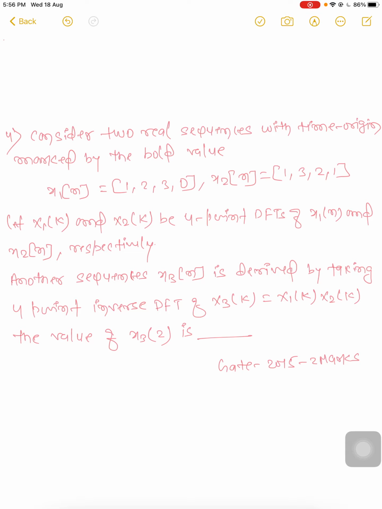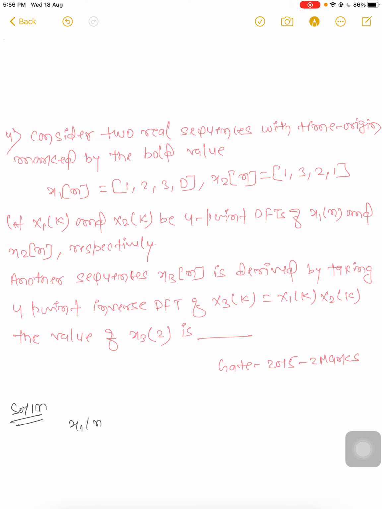Consider two real sequences with time origin marked by the bold value, x1 n and x2 n. Let X1 k and X2 k be the 4-point DFT of x1 and x2 respectively. Another sequence x3 n is derived by taking the 4-point inverse DFT of X1 k times X2 k. We have to find out the value of x3 2.